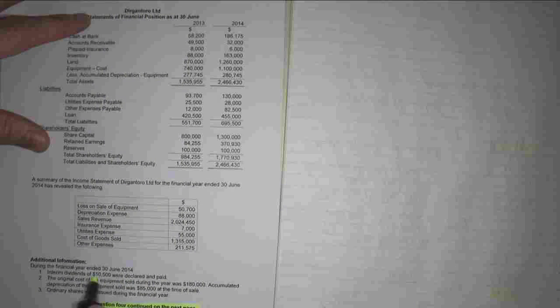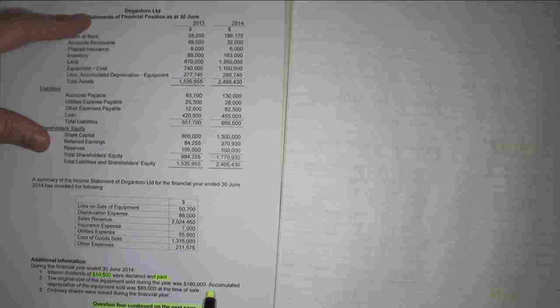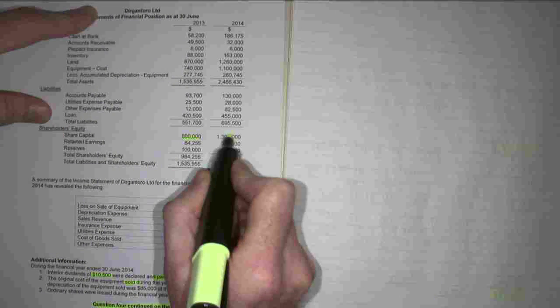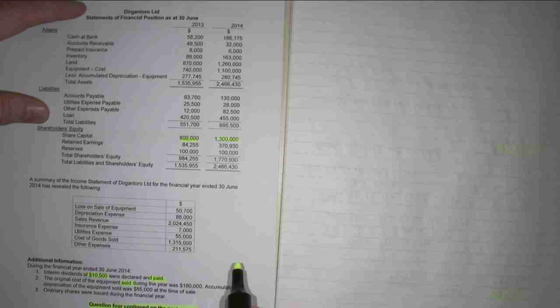Now I'll just have a quick look in my additional information. I've got an interim dividend. It was declared and paid, so that's a bit of information that could be useful. The original cost of the equipment sold during the year was $180,000. The accumulated depreciation of the equipment was $85,000. So we've sold some equipment during the year, and ordinary shares were issued during the financial year. So we issue ordinary shares for cash. So I can look at this and go, the difference between here and here must have been a cash sale.